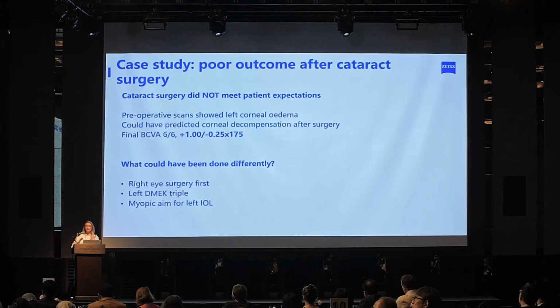Well, maybe he could have had the right eye first and that could have settled, and then he could have had the left eye treated. He could have had a DMEK triple, and the lens planning could have aimed for a myopic outcome, so hopefully he would have come closer to plano. So it's all about setting expectations.